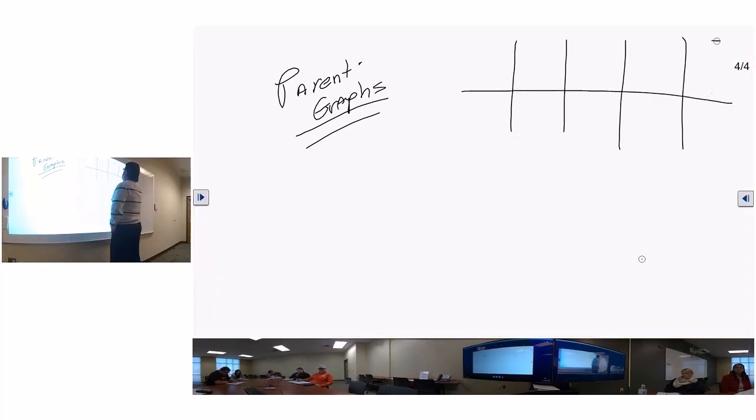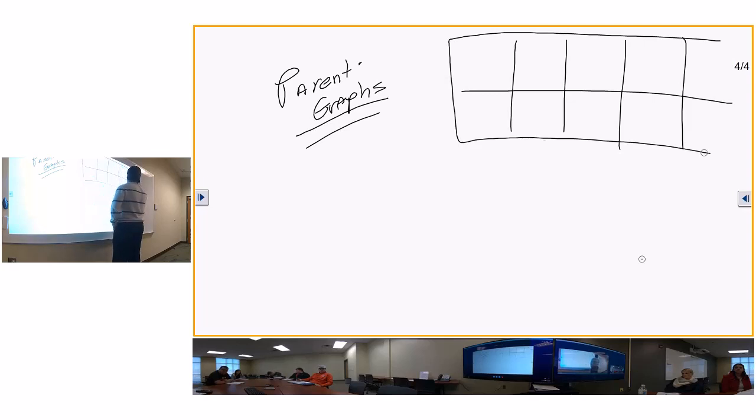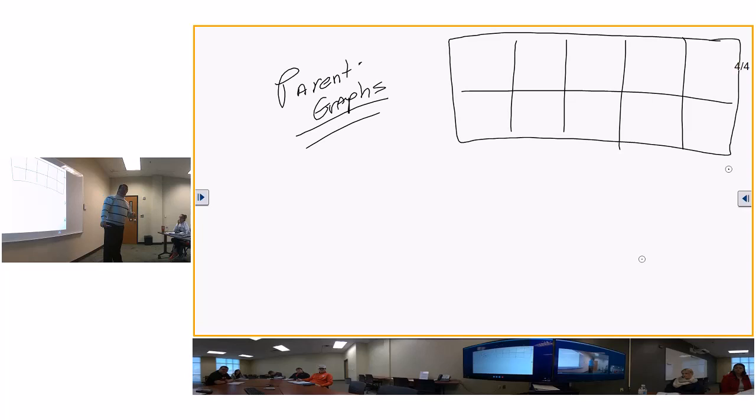This is a piece of notebook paper. It's divided, in landscape, into 8 or 10 sections. You might want to do this. If you weren't in my 109 class, you might want to do this.